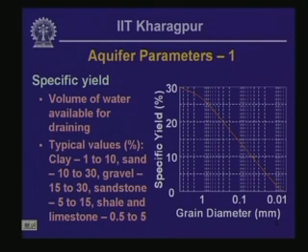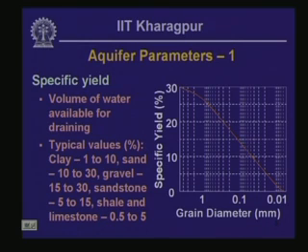Okay, so what typical values of specific yield for clay, we have got typically between 1% to 10%. For sand we have got between 10% to 30%. For gravel we have got between 15% to 30%. For some rocks, sandstone between 5% and 15%. Shale and limestone on the other hand, we have got only between 0.5 to 5%.